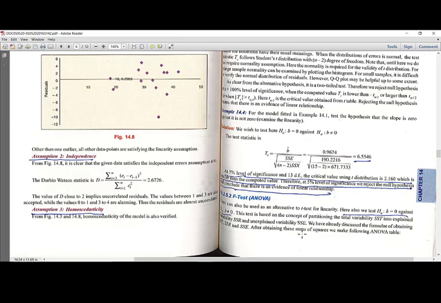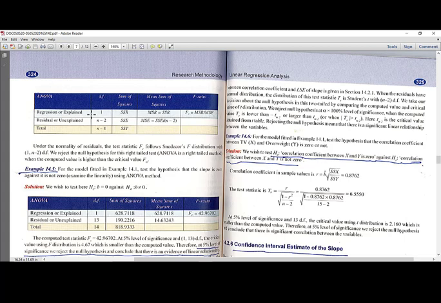After obtaining these sums of squares, we make the following ANOVA table. Regression, the explained part, is indicated by SSR. Residual, the unexplained part, is indicated by SSE. Degrees of freedom for regression, the explained variation, is 1, for the unexplained it is n minus 2, and total degrees of freedom is n minus 1. The sums of squares are SSR for regression, SSE for residual, and SST for total.